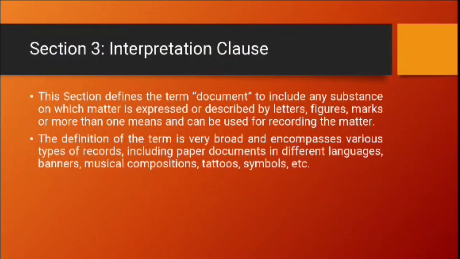Section 3. Section 3 is the interpretation clause. This section defines the term document to include any substance on which matter is expressed or described by letters, figures, marks, or more than one means and that can be used for recording the matter. Document basically means which is expressed through letters and figures. The definition of a term is very broad and encompasses various types of records, including paper documents in different languages, banners, symbols, etc.